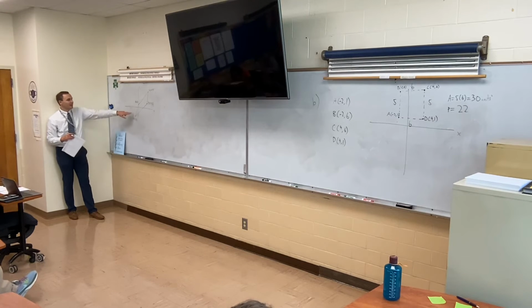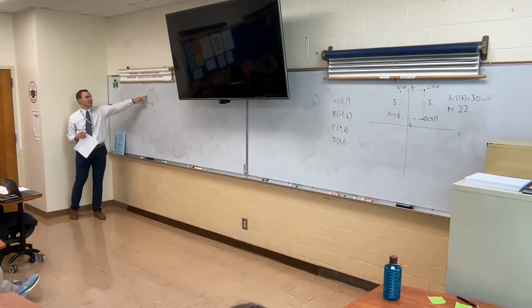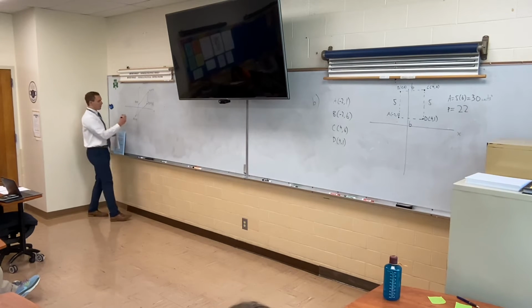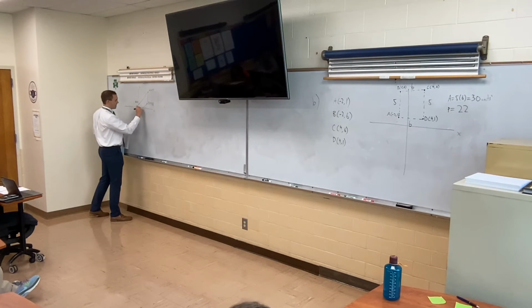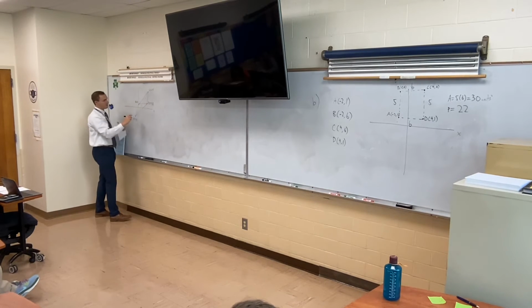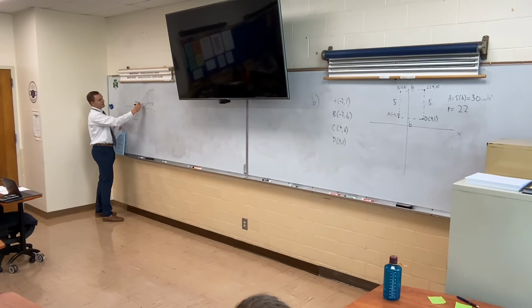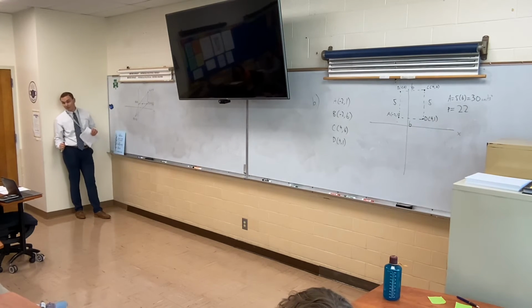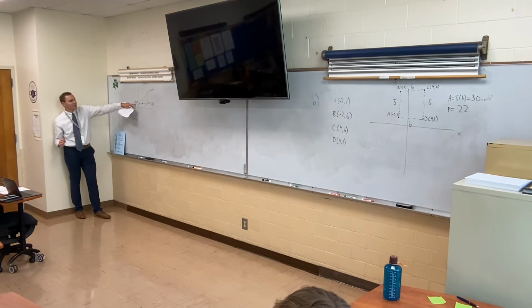So anyone have any ideas for how we prove that the diagonals bisect each other? We're trying to prove that this line right here, this little dashed line, and this little dashed line, this is the midpoint of both of them, basically. Because if this is the midpoint of both, then this is equal to that, that's equal to that. What's that? Not slope, length. So let's find the midpoint between B and D.